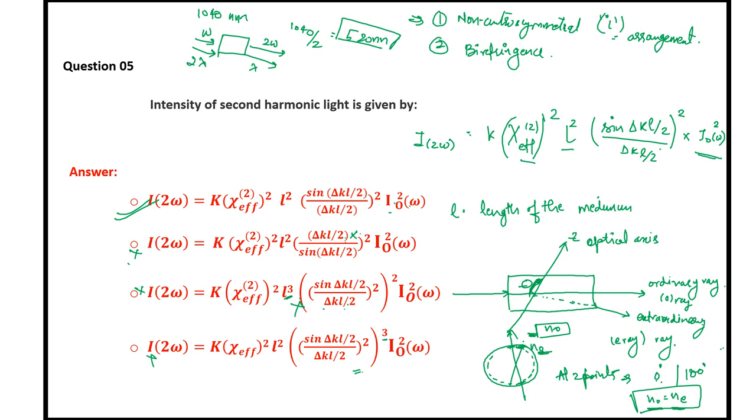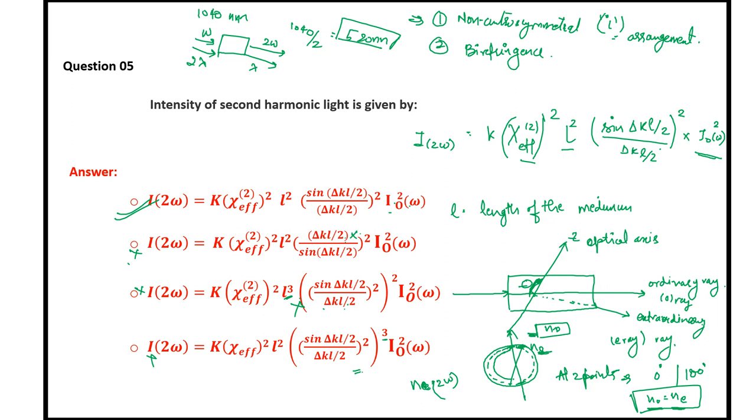So, what happens? Suppose I consider this. For a non-linear optical medium, say if NE is of lower value than NO, you can say this is the case. Now, when you talk about the refractive index of the second harmonic or the frequency-doubled wave, it will have a refractive index which is lower than this. And the same way, that refractive index will also undergo two phenomena, that is the ordinary ray and the E ray.